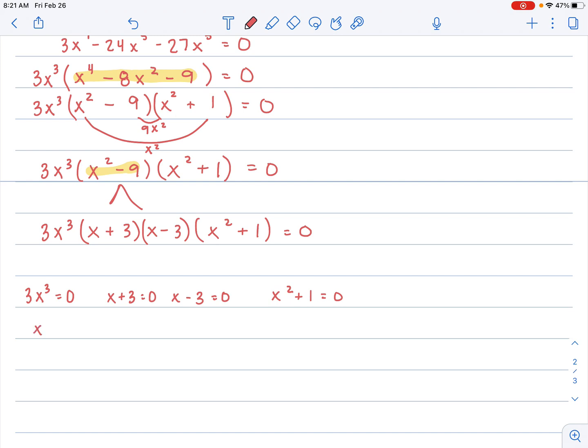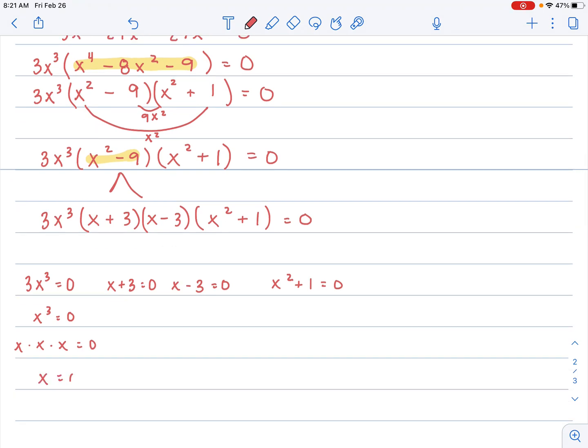This one I'm going to divide by 3, so I get x cubed equals 0. All right, since it's x cubed, that's technically x times x times x. So there's 3 x's here, so that means that x is going to equal 0, and I'm going to call this a multiplicity of 3, because there's 3 of them there. This one's going to give me x equals negative 3. This one gives me x equals 3. This one, I'm going to subtract that 1 over, take the square root of both sides.